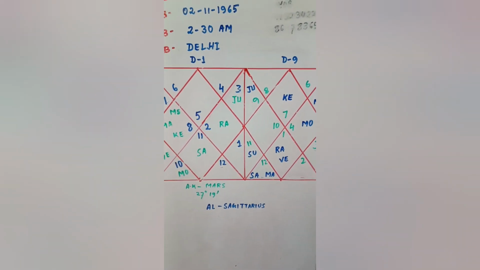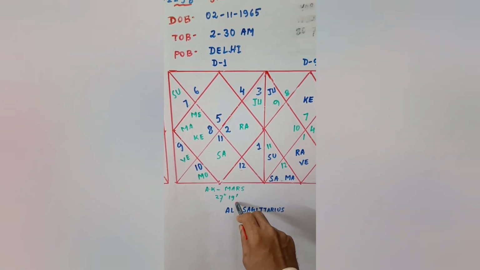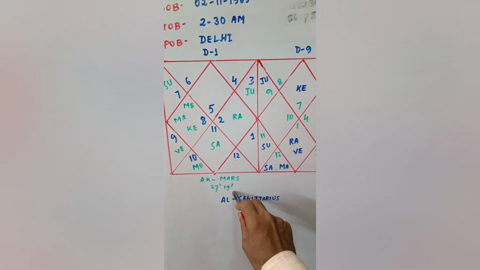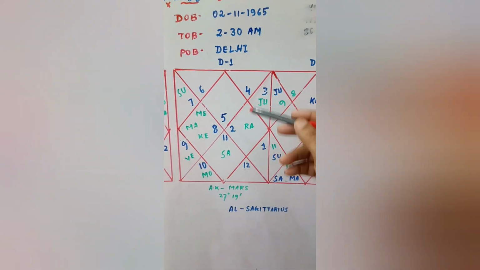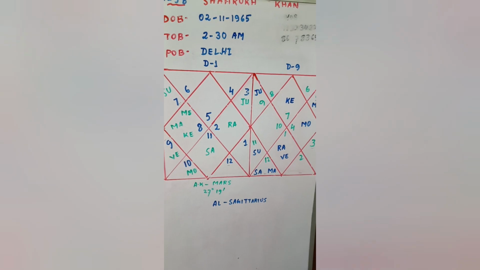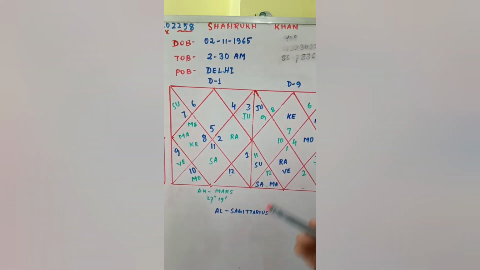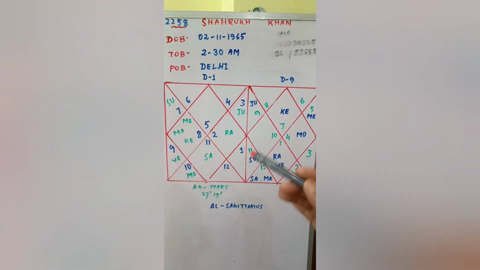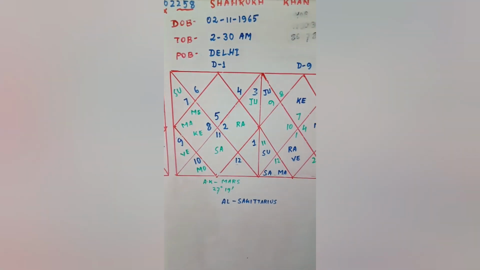Now, in this chart, what happens? Mars has the highest degree, 27 degrees 19 minutes. That Mars is the Atmakaraka. So Mars means energy. Mars means determination. Mars means courage to overcome the hurdles. So all hurdles he overcame by his dedication and hard work.